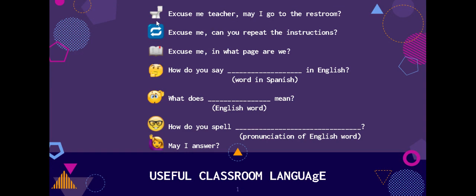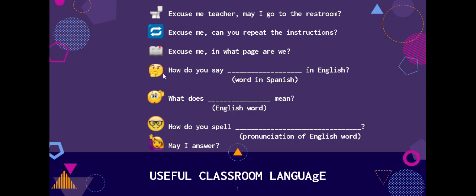In case you need to go to the restroom, you would say, "Excuse me, teacher, may I go to the restroom?" Then we have this symbol, right? So, "Excuse me, can you repeat the instruction?" So it means repeating something, right? We have a book. So, "Excuse me, in what page are we?"